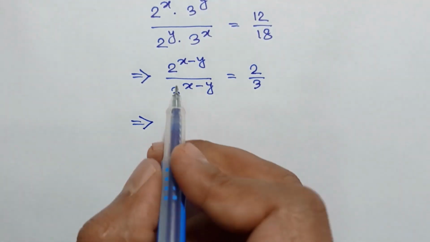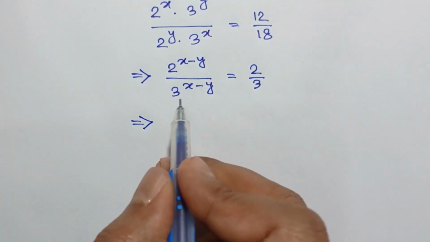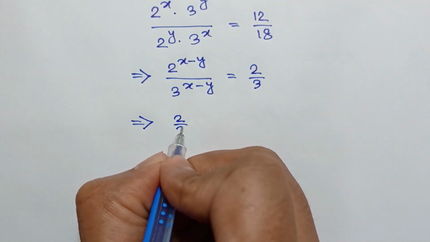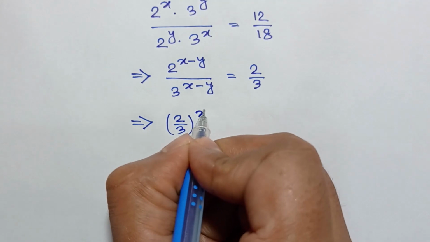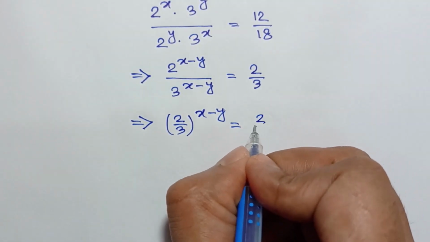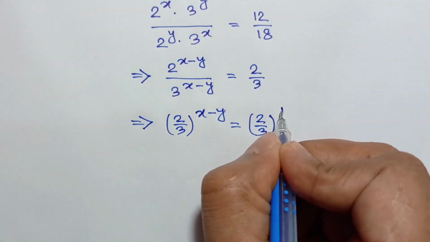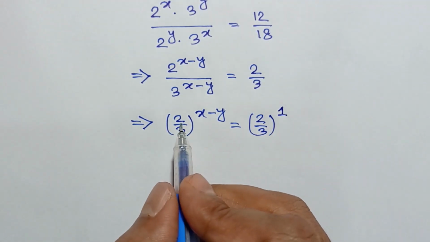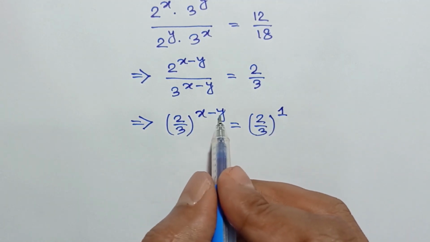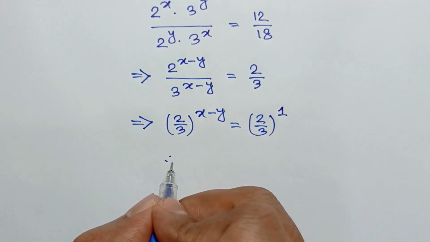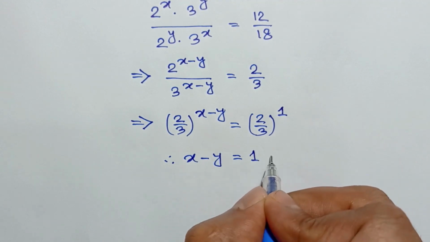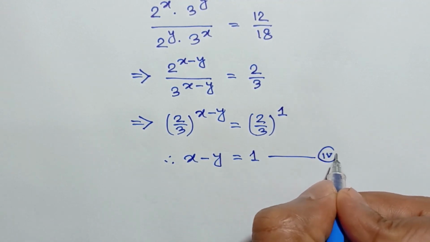Or 2^(x-y) over 3^(x-y) is (2 over 3) to the power x minus y is equal to 2 over 3, and this 2 over 3 can be written as (2 over 3) to the power 1. Here the bases 2 over 3 are the same, so the power x minus y is 1. So we can write x minus y is equal to 1. Call it equation number 4.